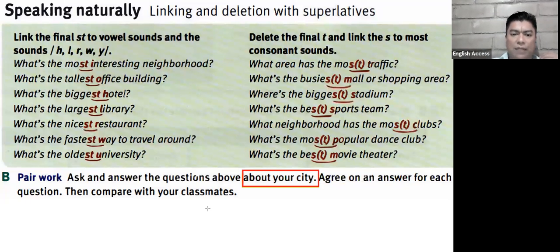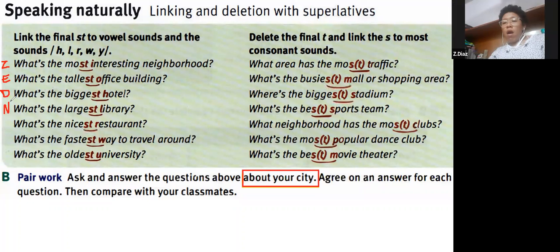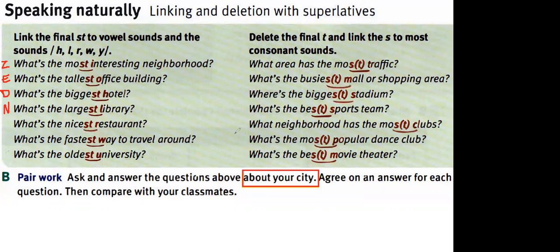And we're going to do the same dynamic. The first question, Sue, then Emmanuel, then Danny, and then Natividad. And then continue the rotation, please. Begin. What's the most interesting neighborhood?